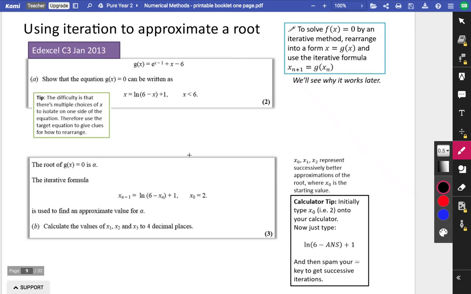Okay, so we're actually going to do some proper iterations now, which is some of the things you should be familiar with from GCSE. So we're talking about using an iteration to find an approximation for a root, remembering that's where it crosses the axis.